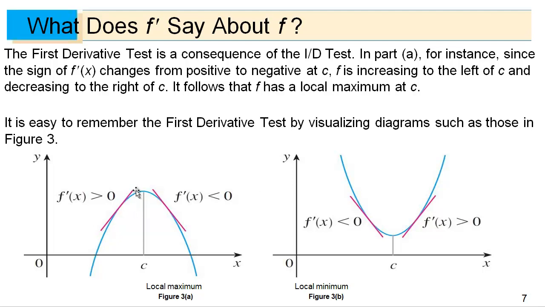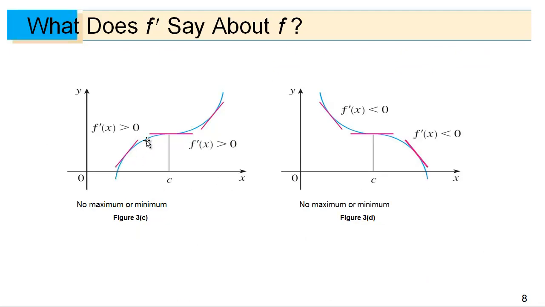Here's a visual depiction of where we see that maximum. There's our positive slope of our tangent line, negative slope of our tangent line, negative slope, positive slope. And then here are a couple examples. Positive slope, 0, positive slope. So there's the inflection point. Negative, 0, negative, another inflection point.